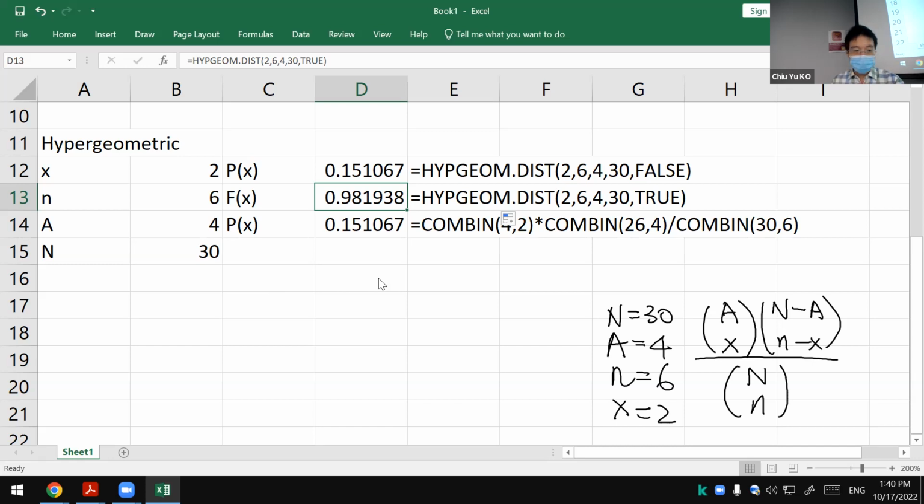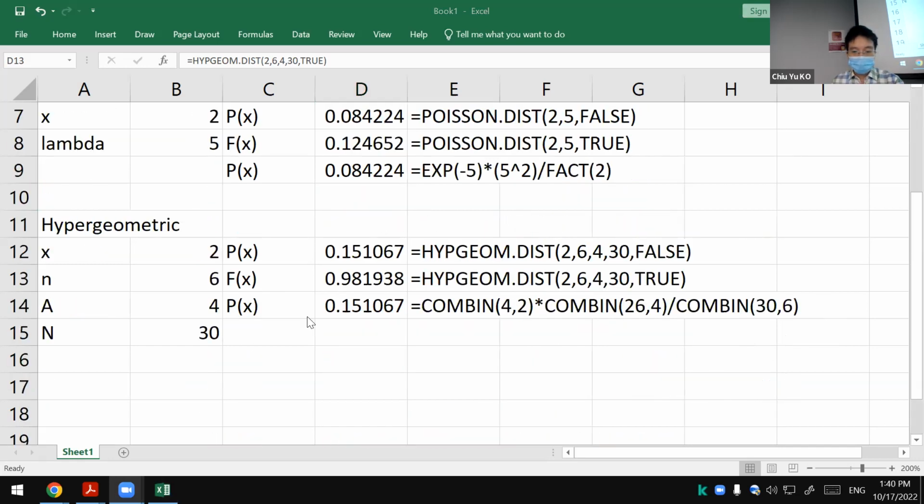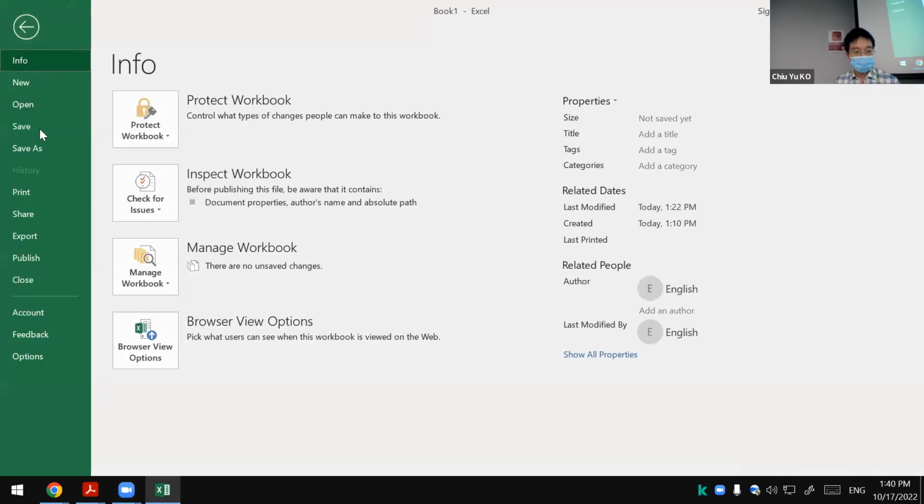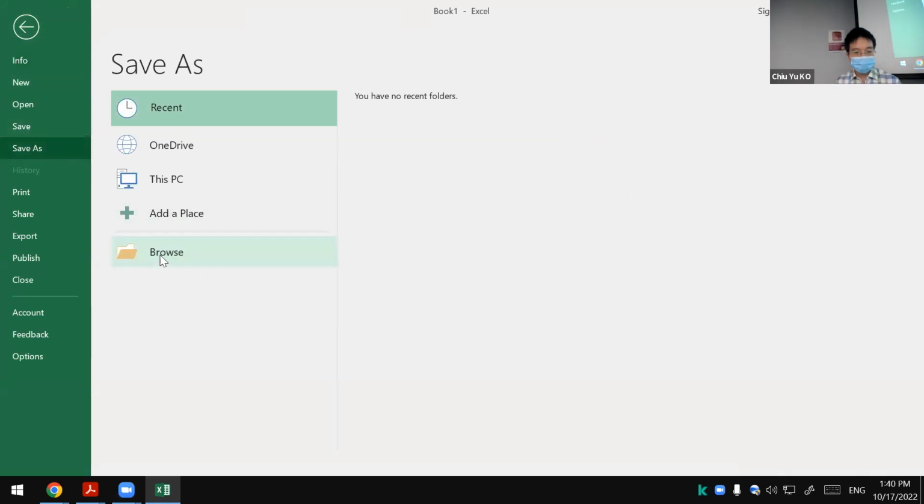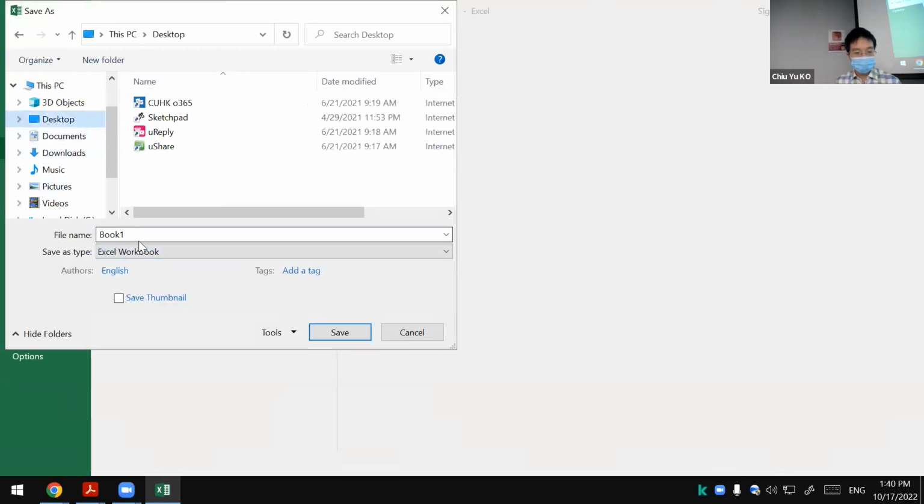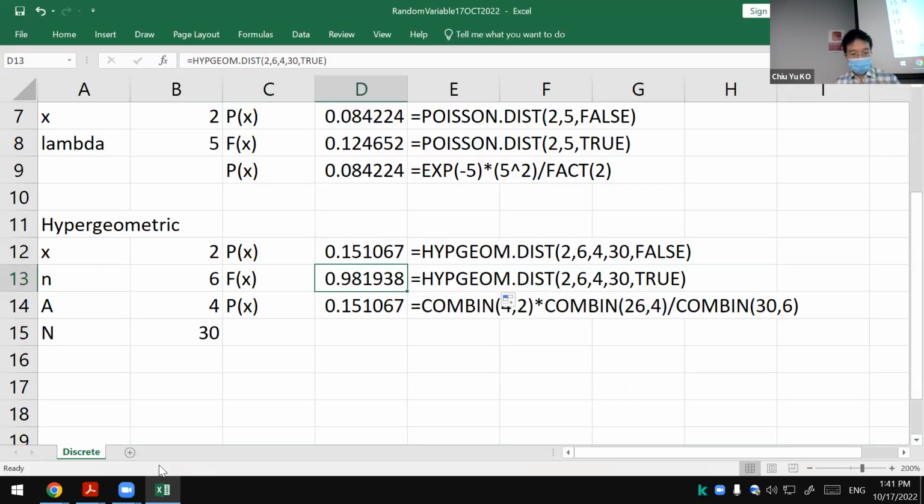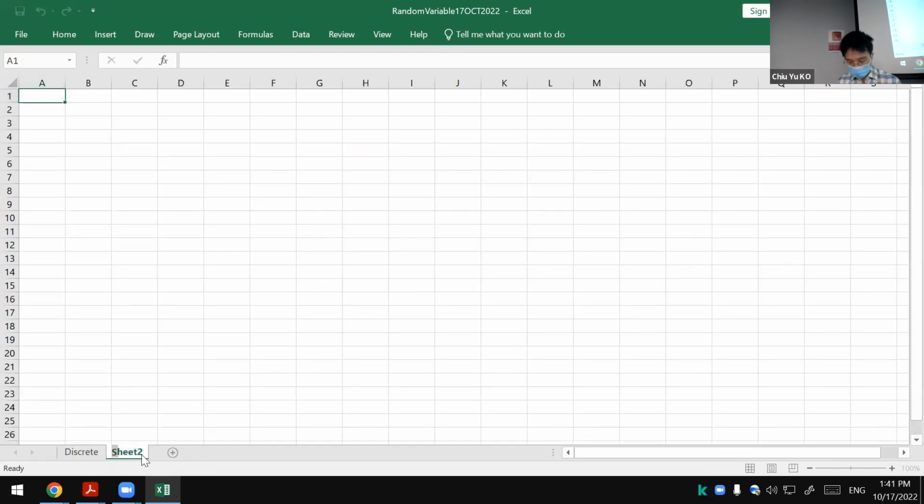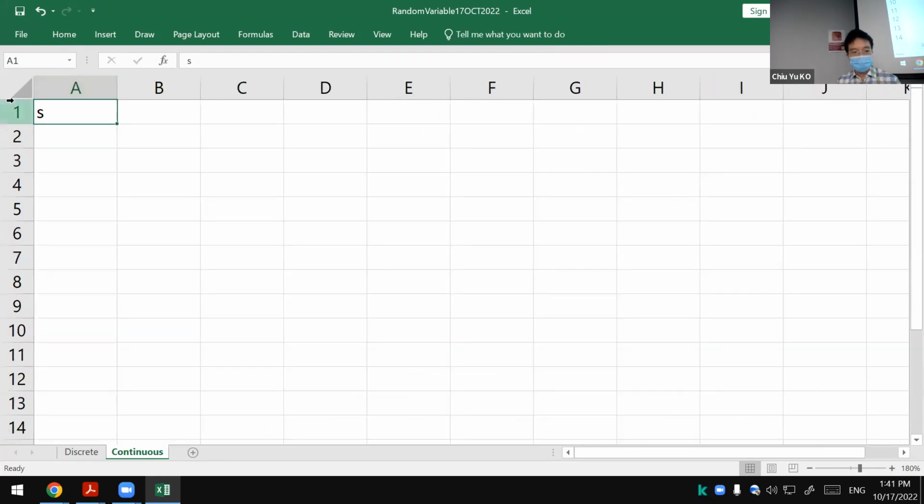Okay, so now we have all the discrete ones. I just save it on the desktop first to make sure that I don't lose it. Then let's have the continuous ones. For continuous, we learn only two things. Later we'll talk about T, but we'll talk about exponential and normal.